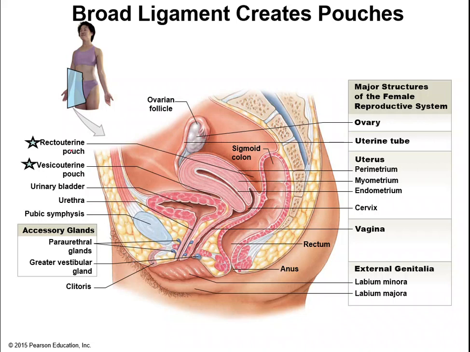The first one is called the rectouterine pouch. It is found between the sigmoid colon and the posterior wall of the uterus. The second one is called the vesicouterine pouch. It is found between the anterior wall of the uterus and the posterior wall of the bladder.